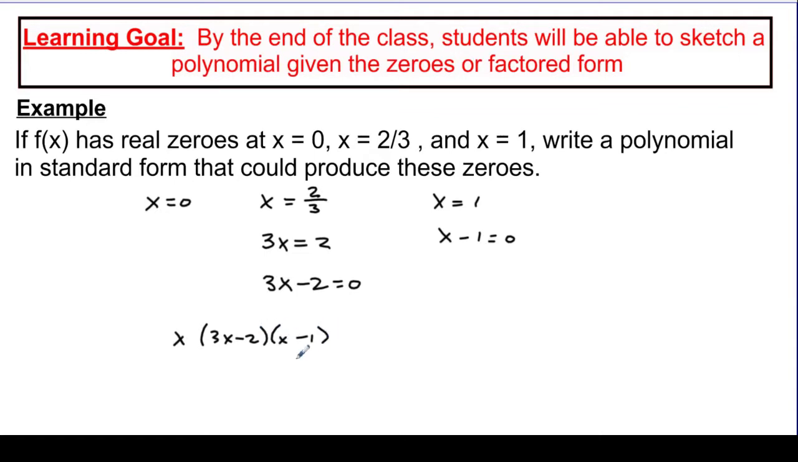So again, you have the decision to make about how you want to multiply these together. I'm going to choose to multiply together the second two first while they're still pretty simple looking. And this problem gives me, again, I'll let you do all the work, 3x squared. I get negative 2x and negative 3x to make a negative 5x plus 2. Right, and then the x is still just sitting out there, and then I can just distribute the x in, and it becomes 3x cubed minus 5x squared plus 2x. And that would be, in standard form, a polynomial that could produce the zeros x equals 0, x equals 2/3, x equals 1.